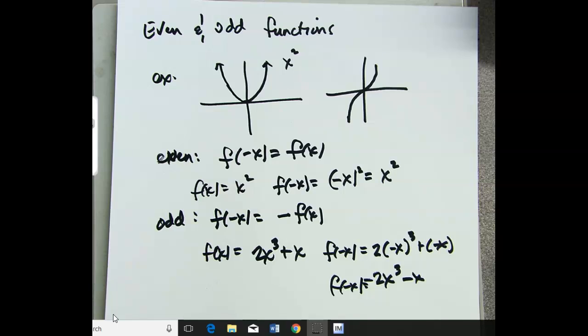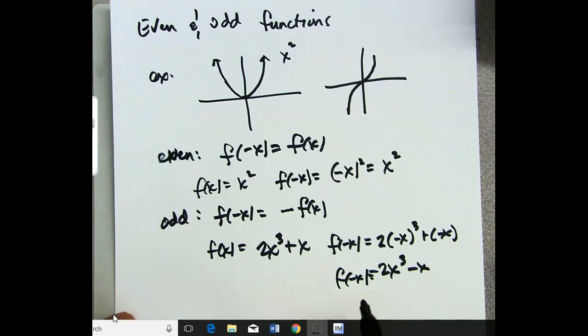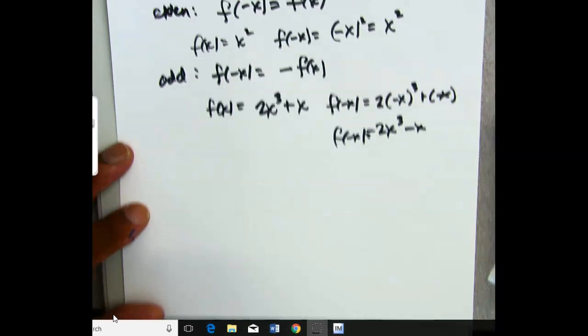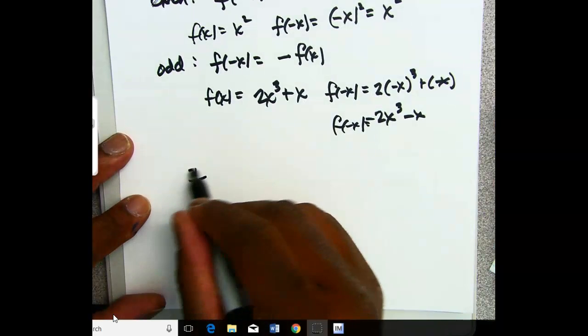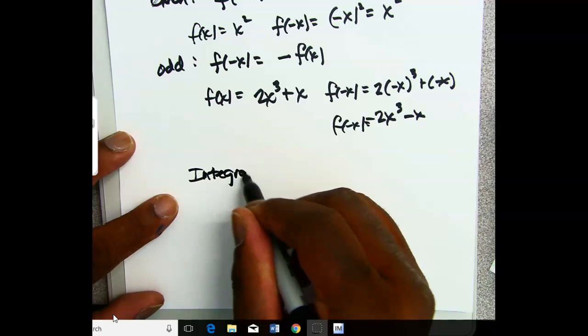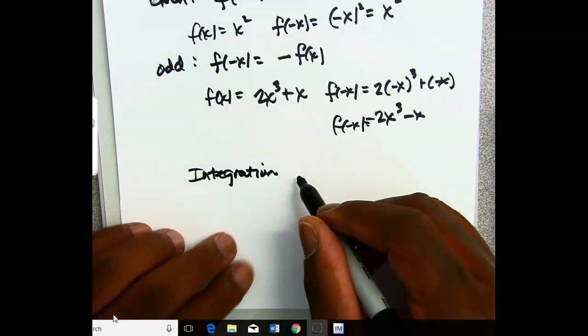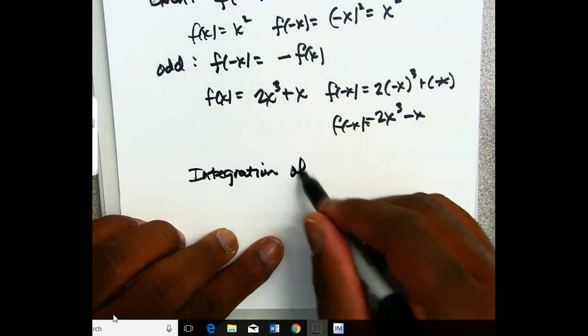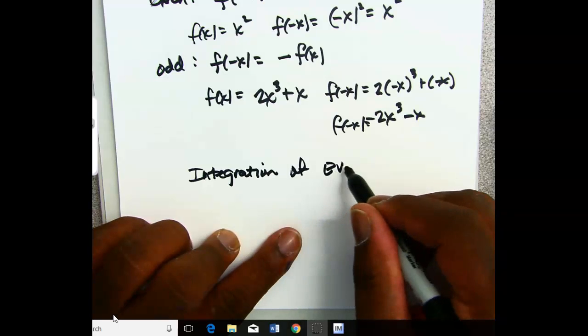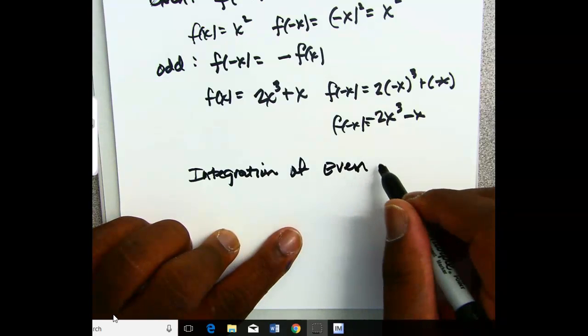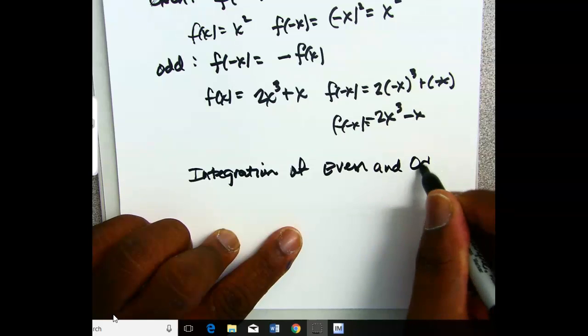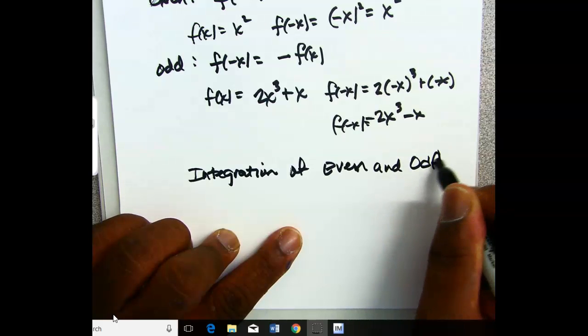Okay, so why is this significant in calculus? All right, so you can save yourself some time in the integration of even and odd functions.